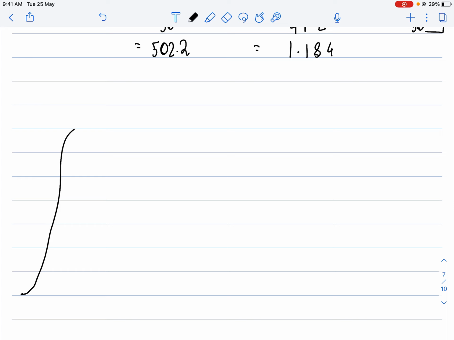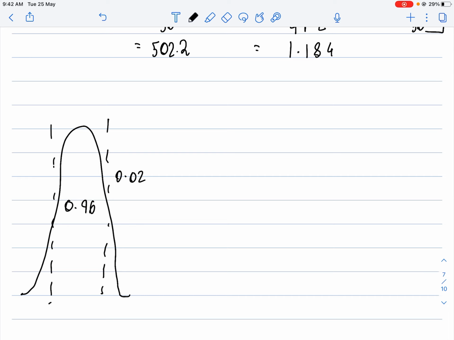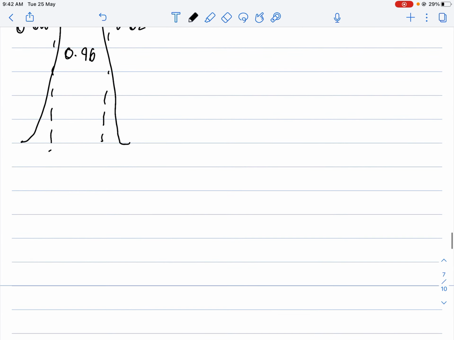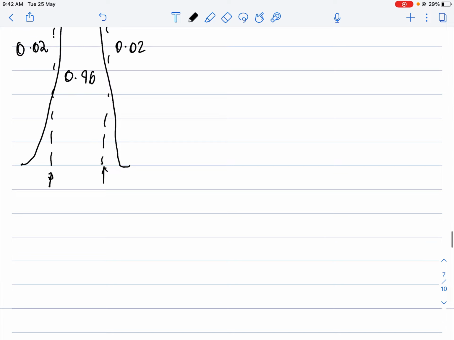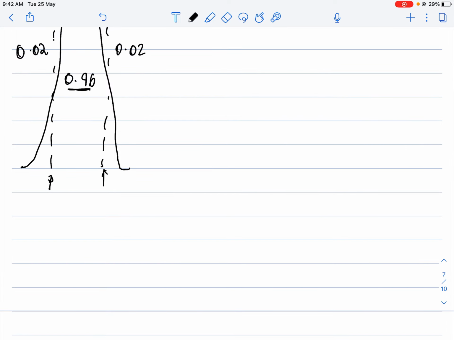Now I need the confidence interval, and I need a 96% confidence interval. So I know I have this, correct? 96% means the area in the middle here is 0.96. 1 minus 0.96 is 0.04, which I can divide by 2, so I get 0.02 and 0.02. Now I need the z value for this. For that, I can do 0.96 plus 0.02, which gives me 0.98.